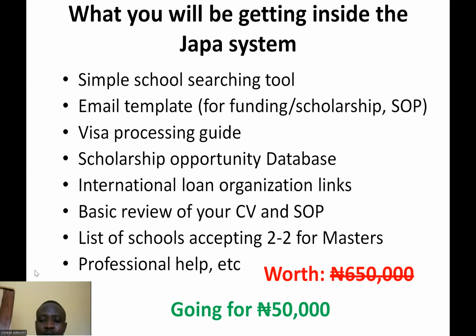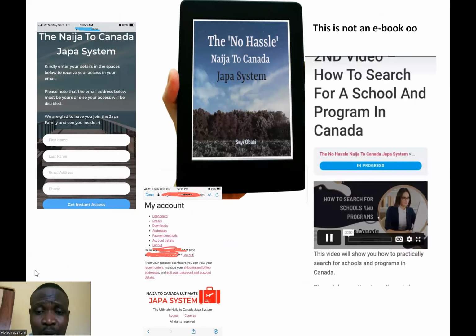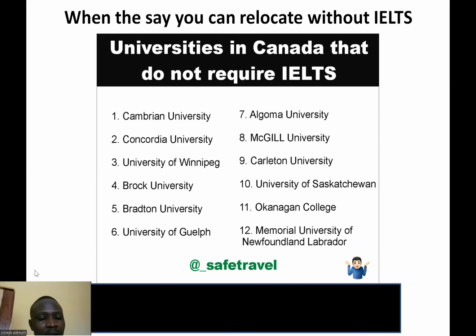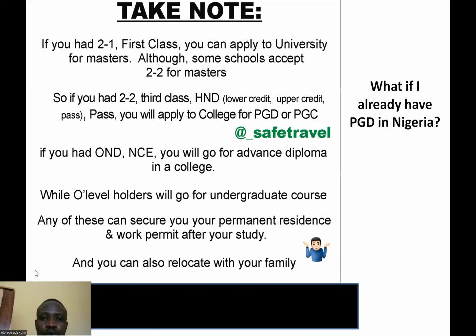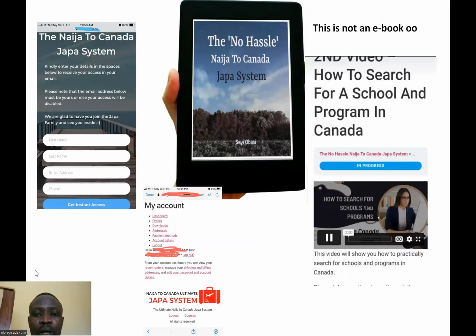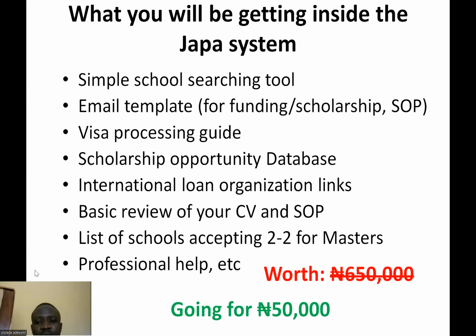So JAPA system is a complete do-it-yourself package. When you get it, you will have access to everything that you need to go about your processing by yourself. Everything that I've talked about so far when it comes to relocating through the study route to Canada. These are just a few of what you are getting access to in JAPA system. I cannot fill up this particular place with the information, the files loaded inside JAPA system.